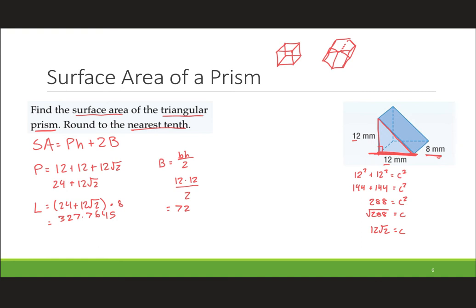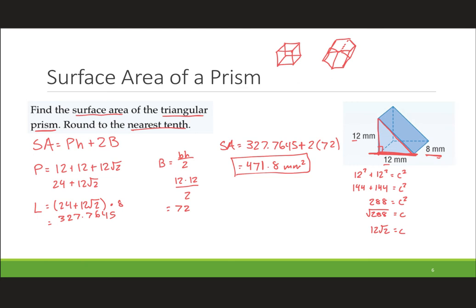And now that I have both my pieces, I have my lateral area, I have the area of my base, I'm going to plug them into my surface area equation. So 327.7645 plus 2 times 72. And you can go ahead and plug all that in the calculator. And it says round to the nearest tenth, so my answer is going to be 471.8 millimeters squared. Okay, this is my final answer.